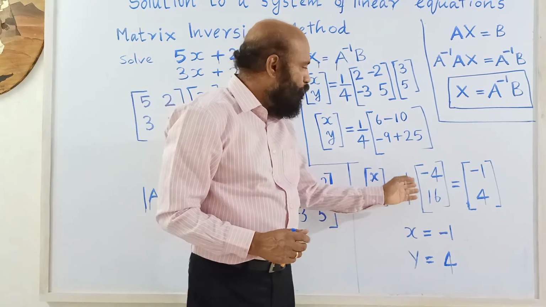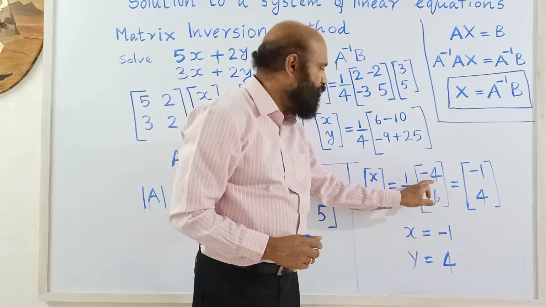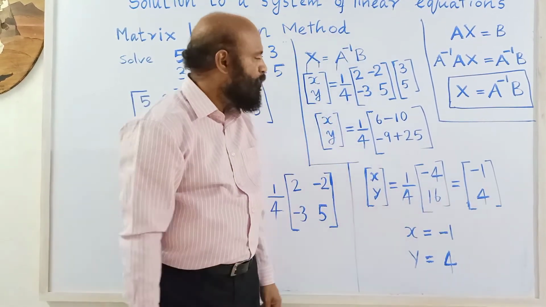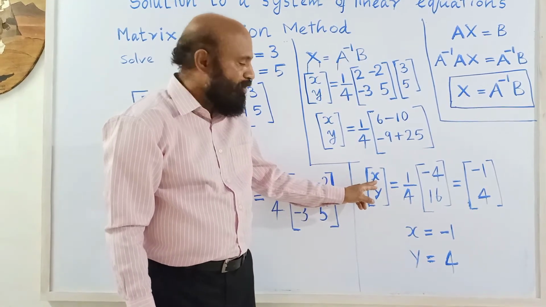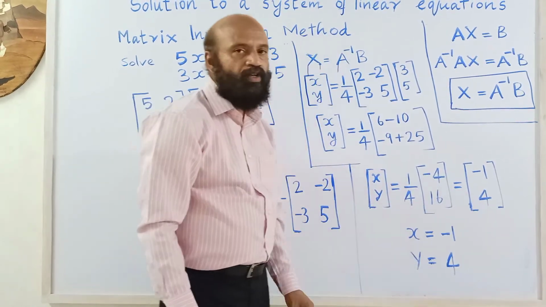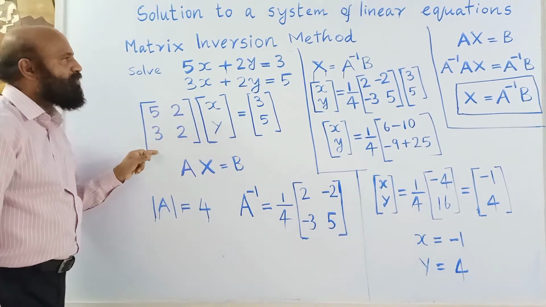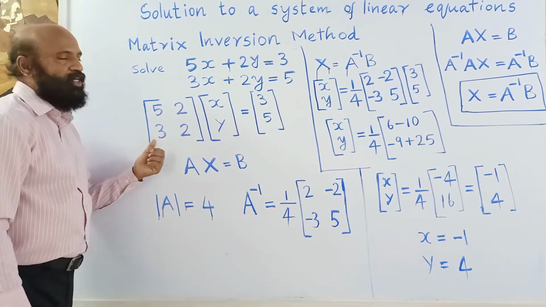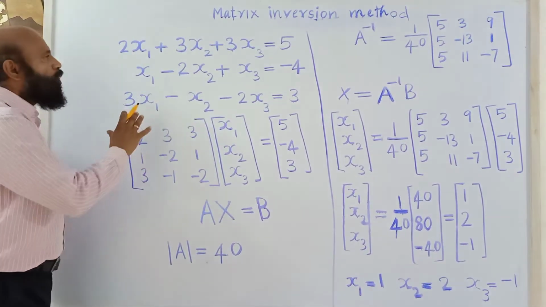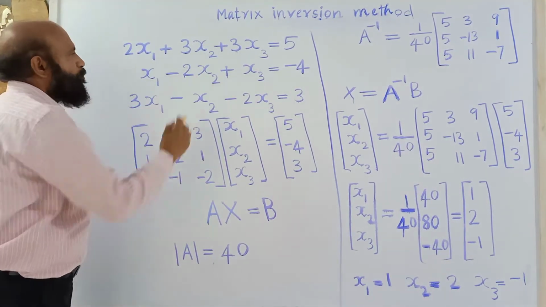So take this 1 by 4 inside. So here it will become minus 4 divided by 4 is minus 1, 16 divided by 4 is 4. So now you are getting the solution for this. X is equal to minus 1, Y is equal to 4. So we can apply the matrix inversion method when this is a square matrix and it is non-singular. Using the matrix inversion method, let us solve a system of linear equations with 3 variables.